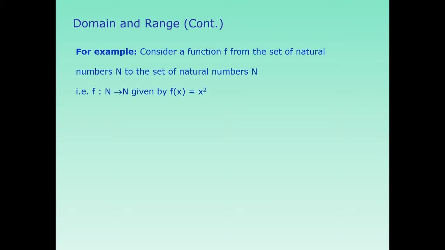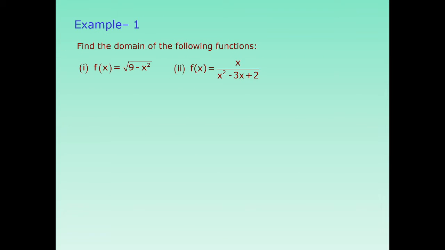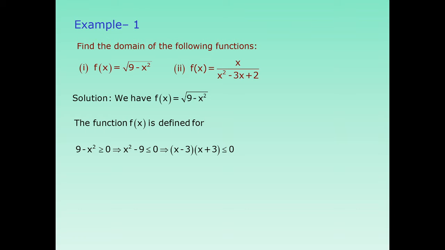Now consider the example f from N to N, f(x) equal to x square. Then N itself is the domain, and the range is the squares of the natural numbers. Now find the domain. Here in the first case, since the expression is under a square root, it has to be non-negative. So we will solve it, and by using the wavy curve method, we find it lies in the closed interval -3 to 3.